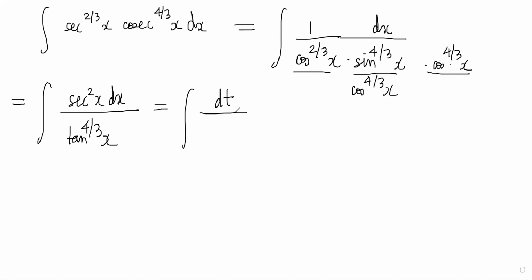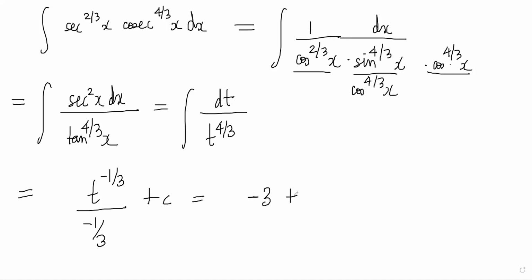Integral dt by t power 4 by 3, right? So it will be t power minus 1 by 3. So minus 1 by 3 by minus 1 by 3 plus c, right? So minus 3 tan x power minus 1 by 3 plus c, correct?